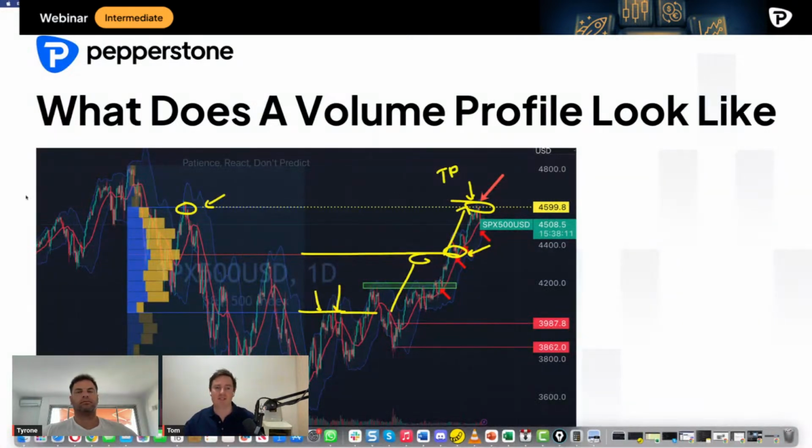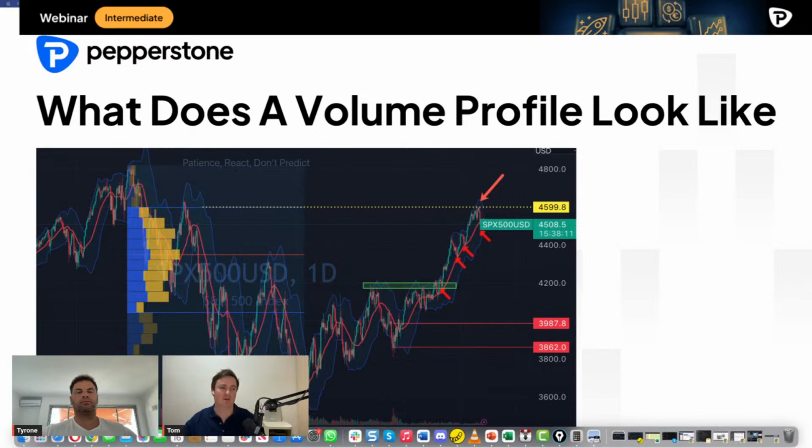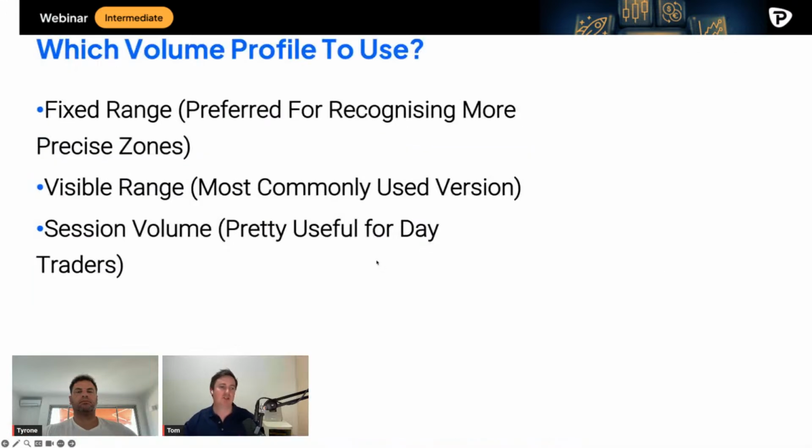This is just one of the examples that today we'll be using for volume profiles, but this is what it looks like. In this case, we're using a fixed range volume profile, but there are actually three types that you can use. Which is the best? Well, fixed range is our preferred because you can select the zone that you're interested in.